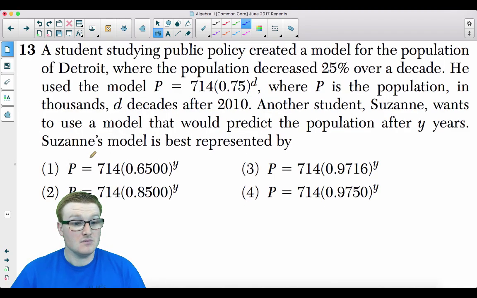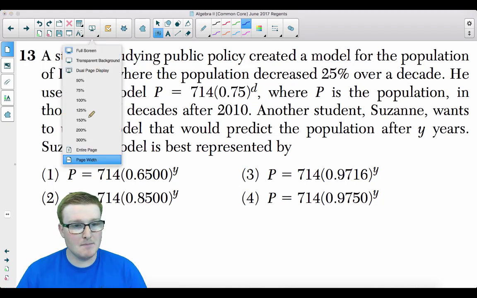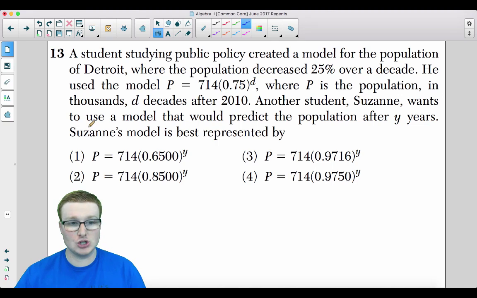Here we go. A student studying public policy created a model for the population of Detroit, where the population decreased 25% over a decade. Oh boy, is that true. He used the model P equals 714 times 0.75 raised to the D power, where P is a population in thousands, D decades after 2010. Another student, Suzanne, wants to use a model that would predict the population after Y years. Suzanne's model is best represented by what?